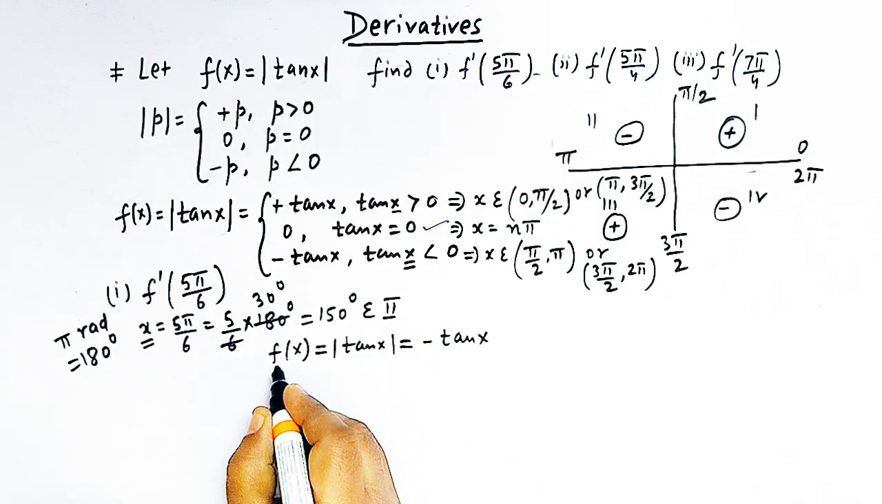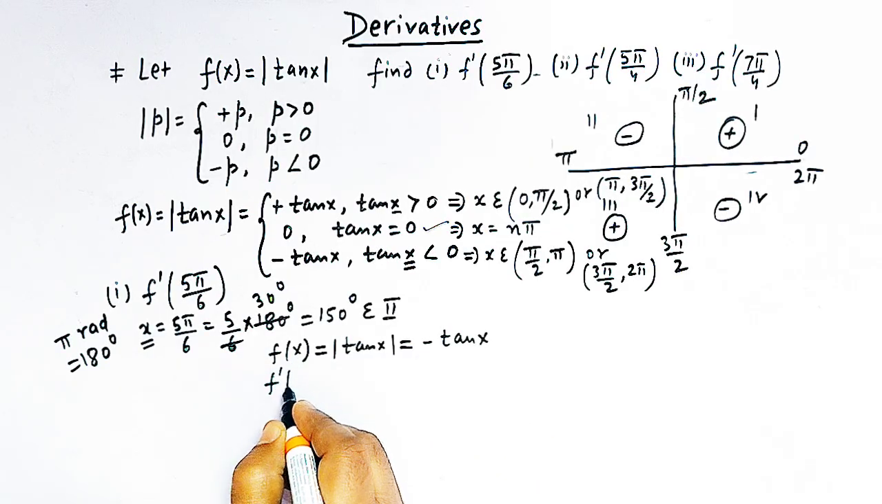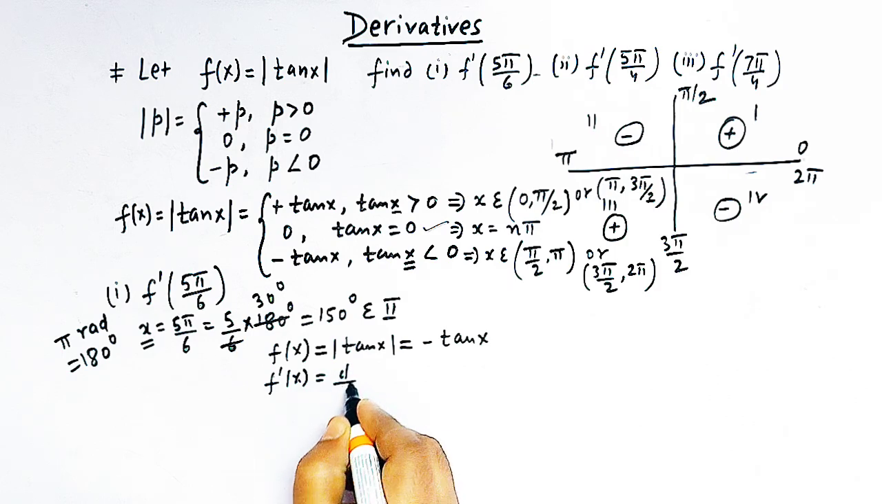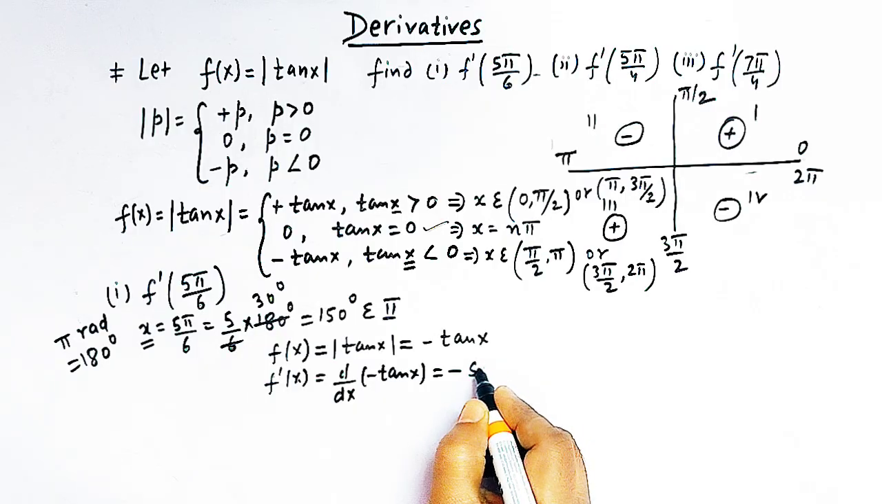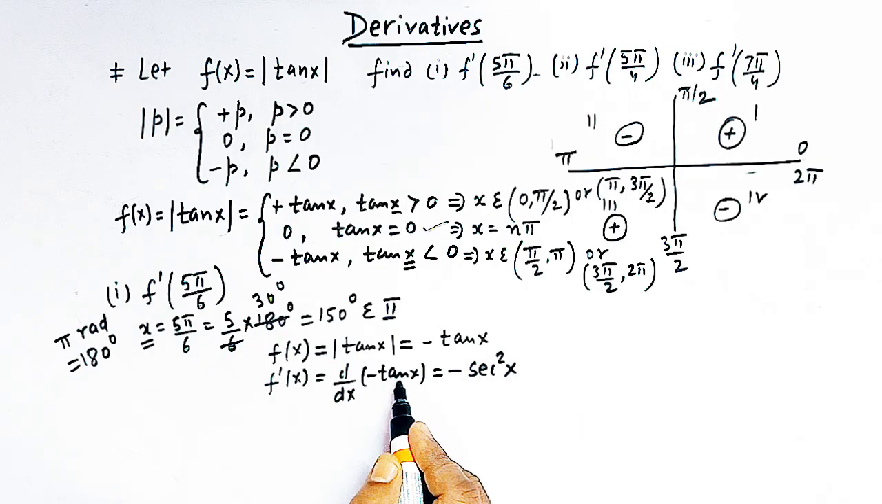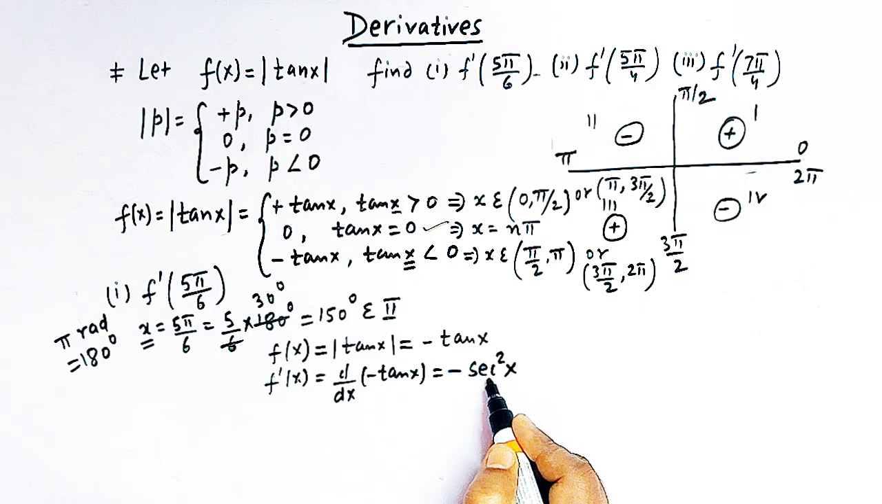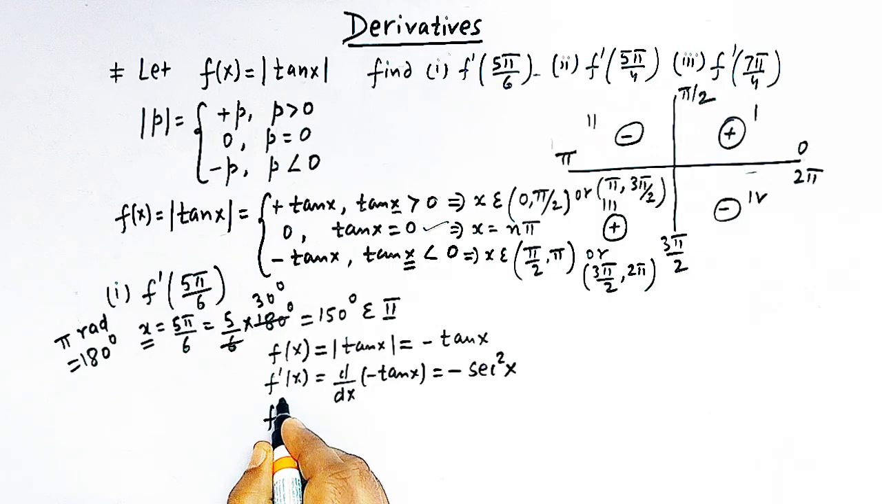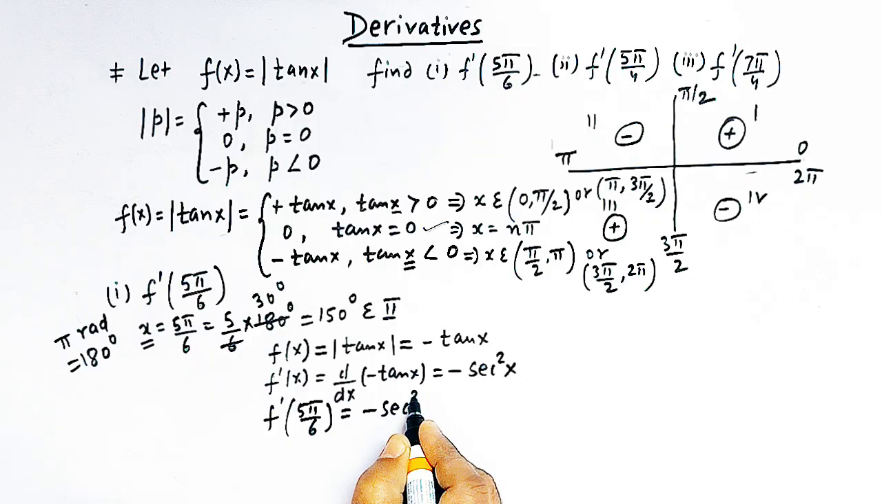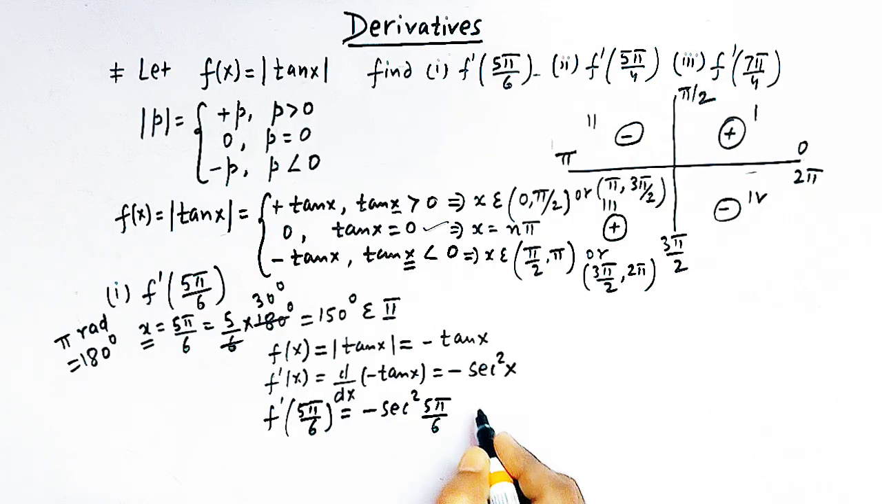So now let us differentiate f of x with respect to x. So f prime of x is equal to d by dx of minus tan x, that is minus secant square x. The derivative of tan x with respect to x is secant square x. Now taking the value of x equal to 5 pi by 6, we have f prime of 5 pi by 6 equal to negative secant square 5 pi by 6. Now we can calculate the value of secant square 5 pi by 6 by using some results from trigonometry.